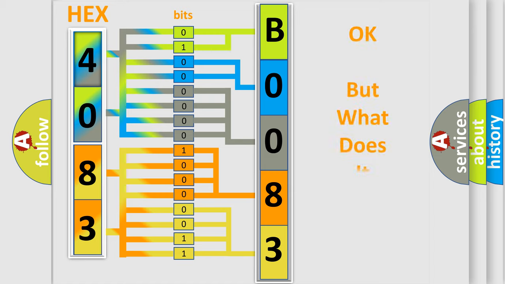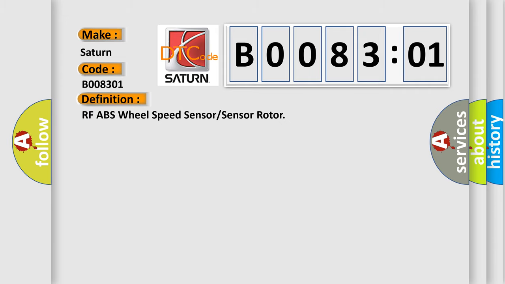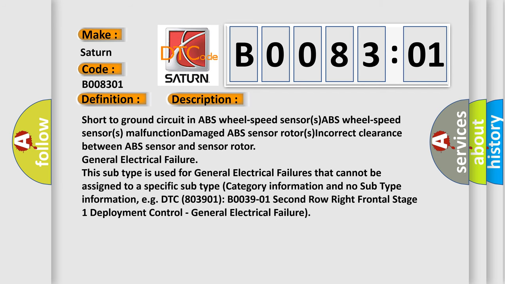The number itself does not make sense to us if we cannot assign information about what it actually expresses. So, what does the Diagnostic Trouble Code B0083-01 interpret specifically for Saturn car manufacturers? The basic definition is RF ABS wheel speed sensor or sensor rotor. And now this is a short description of this DTC code. Short to ground circuit in ABS wheel speed sensors. ABS wheel speed sensors malfunction. Damaged ABS sensor rotors. Incorrect clearance between ABS sensor and sensor rotor.